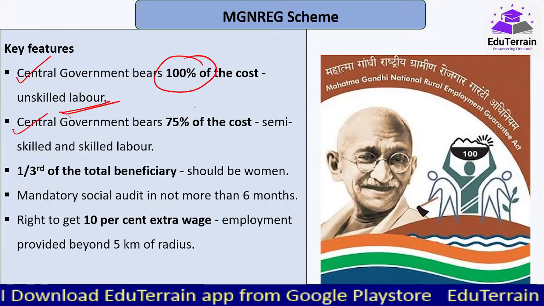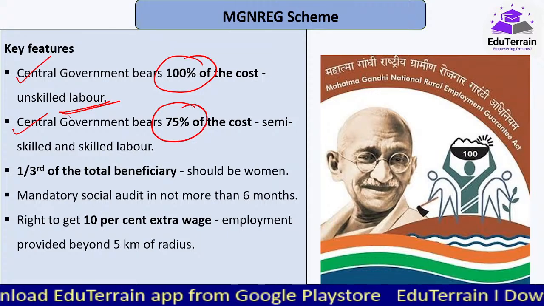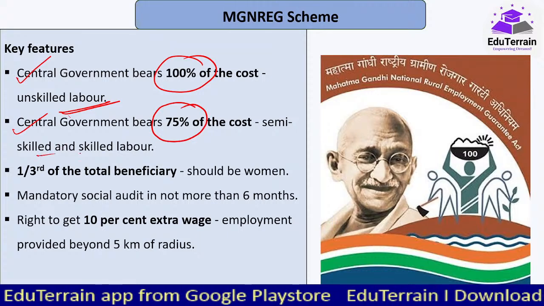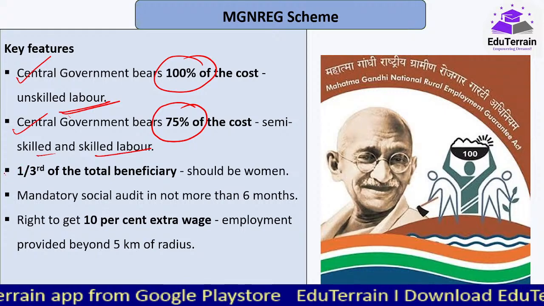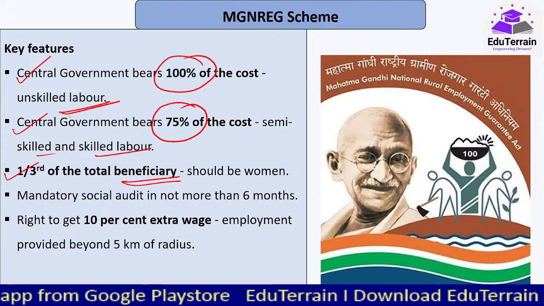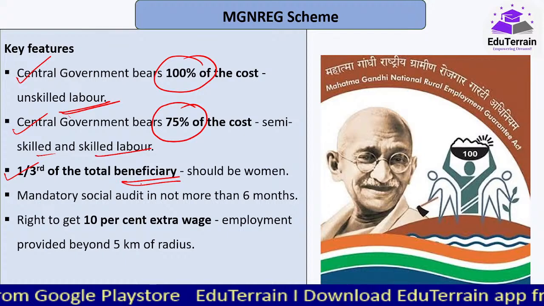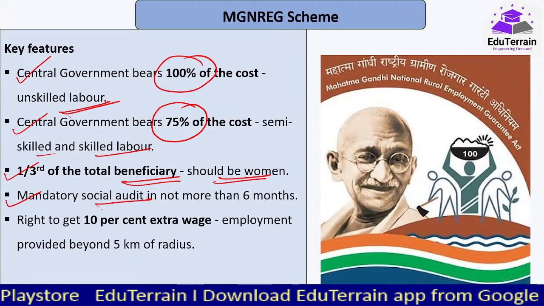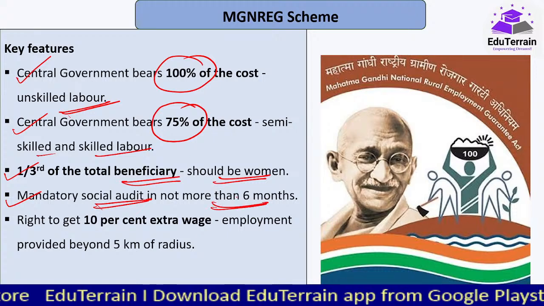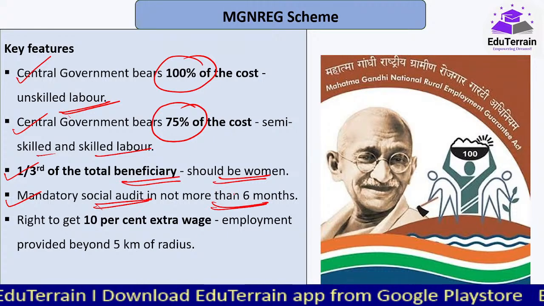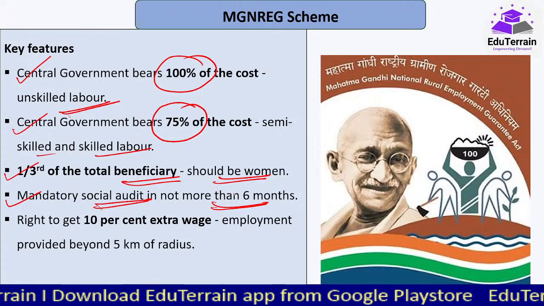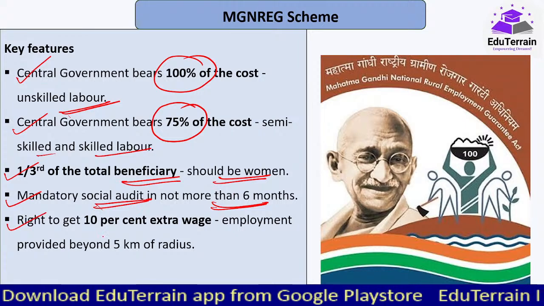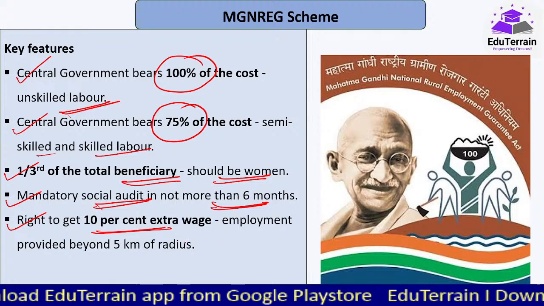Central government bears only 75% of the cost. The rest has to be borne by the state government in case of semi-skilled and skilled labor. One-third of the total beneficiaries who undertake work under this MGNREGS scheme should be women. A mandatory social audit should be done in not more than 6 months so that they will know that everything is going as per the plan. And the right to 10% extra wage employment is provided.